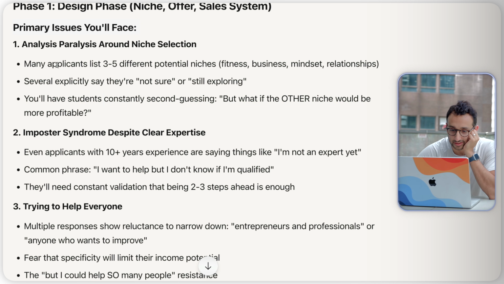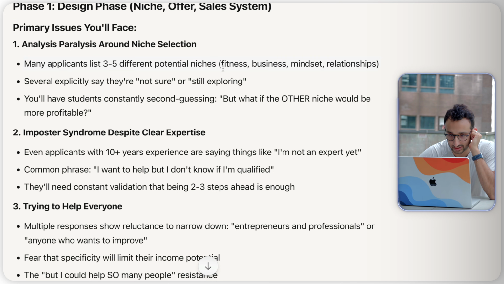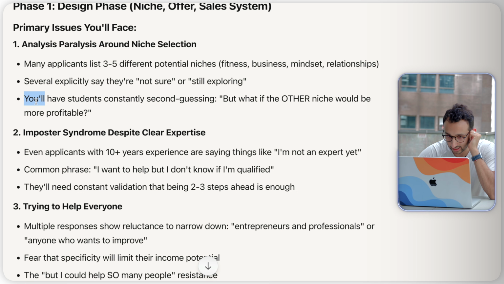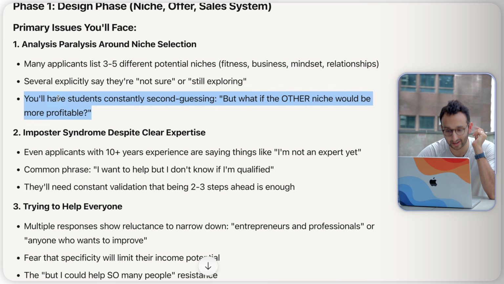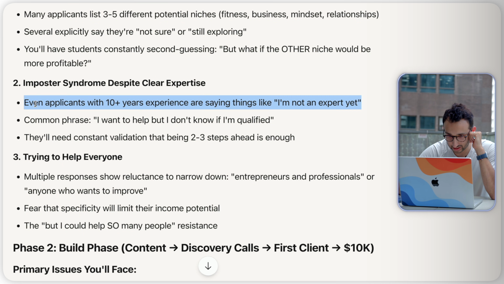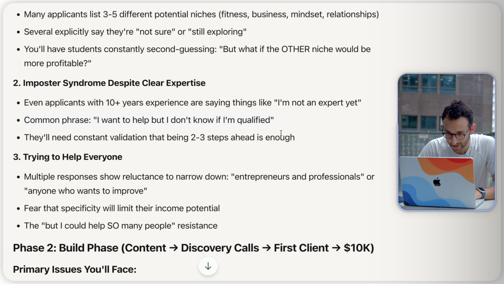This is why we are offering this as a mentorship package, because I think people just really struggle with this. Many applicants list 3 to 5 different potential niches: fitness, business, mindset, relationships. Several explicitly say they're not sure or still exploring. You'll have students constantly guessing, but what if the other niche would be more profitable? Classic. Yes, 100%. Imposter syndrome despite clear expertise. Even applicants with 10+ years of experience are saying things like, I'm not an expert yet. Common phrase, I want to help, but I don't know if I'm qualified. Yep, classic. They'll need constant validation that being 2 to 3 steps ahead is enough.